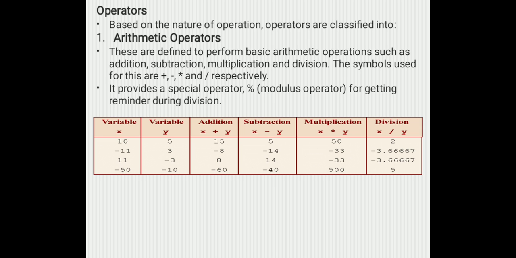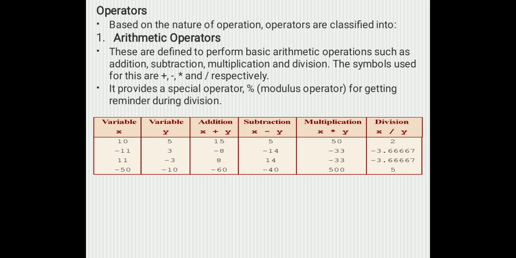Here are the examples for the first 4 operators: addition, subtraction, multiplication and division. If the variables are x and y, addition is x plus y, subtraction x minus y, multiplication x asterisk y, and division x slash y. 10 plus 5 is 15, 10 minus 5 is 5, 10 into 5 is 50, and 10 by 5 is 2. Next, minus 11 and 3, and the values are like this. These are all familiar to you.